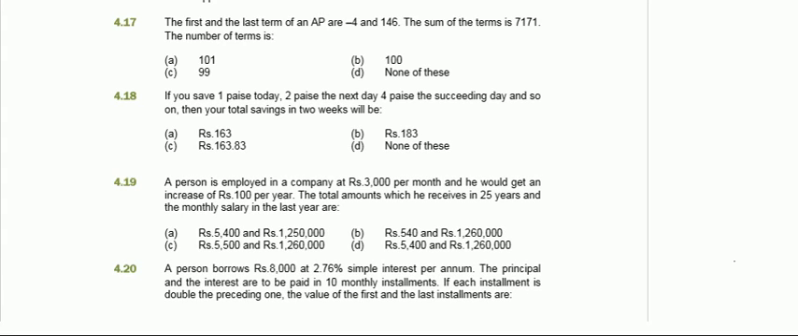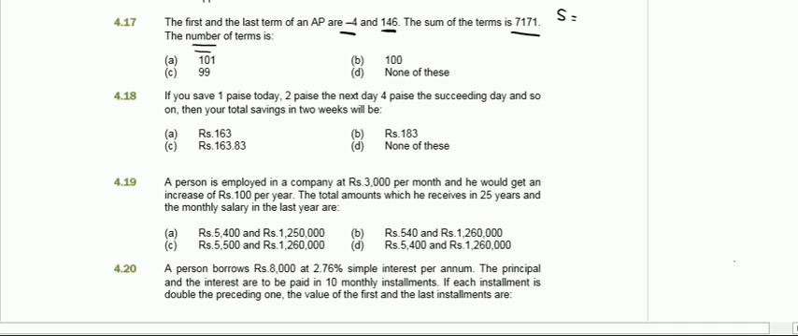In 4.17, we have been provided with the first and the last terms of the arithmetic progression. The first term is -4 and the last term is 146. The sum of the terms is 7171. The number of terms, or n, is what we are supposed to calculate. We know that S is equal to half into n into (a plus l).